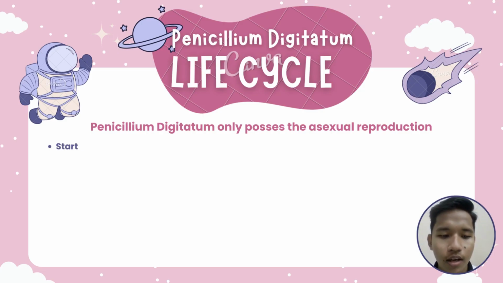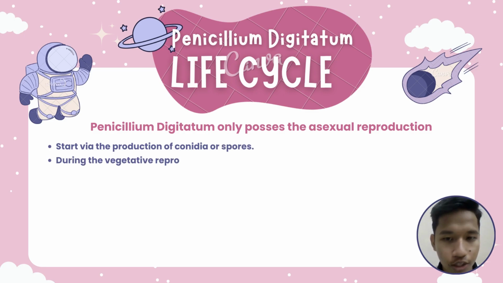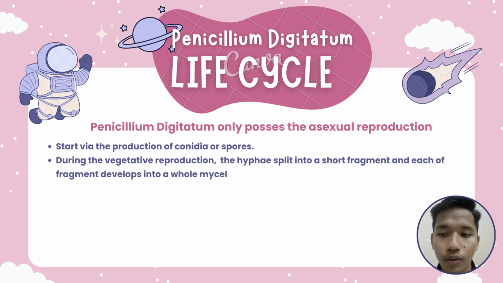The decaying fruits will produce a really musty and disgusting smell which assists in identifying the fungus's presence among the fruits. Next, we move to the life cycle of Penicillium digitatum. Penicillium digitatum only possesses asexual reproduction. It will start via the production of conidia or spores, and then during vegetative reproduction, the hyphae split into short fragments, and each fragment develops into a whole mycelium by repeatedly dividing to produce new mycelium.